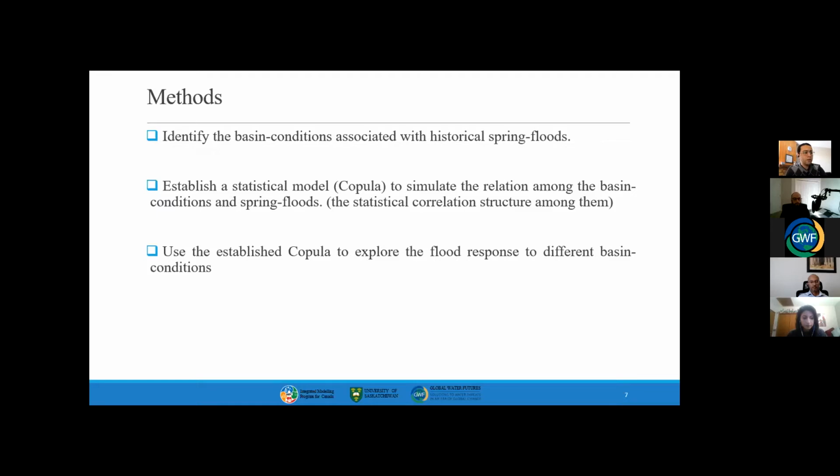First, we identified the hydroclimatic conditions associated with historical spring floods. After that, we established a statistical model named the Copula to simulate the relation between the hydroclimatic conditions and the spring floods. The Copula simulates this relation as a statistical correlation structure. And then finally, we used the established Copula to explore the flood response to different conditions.